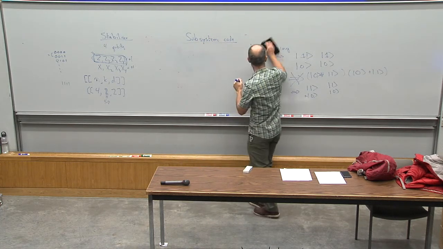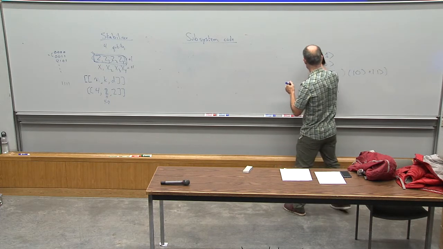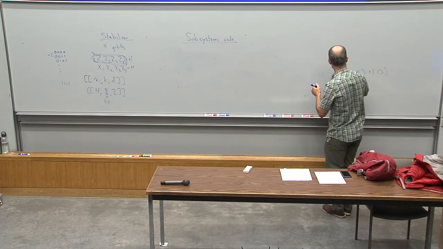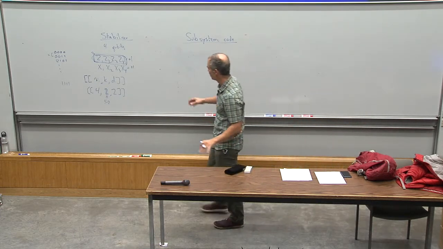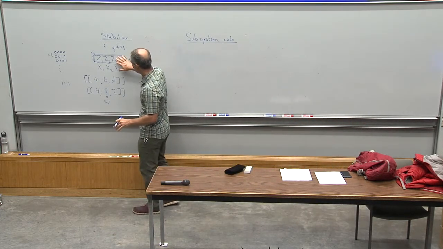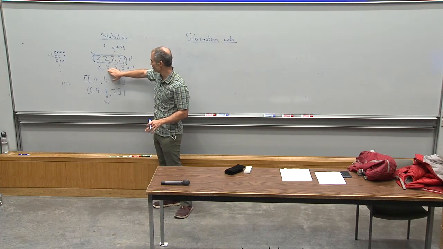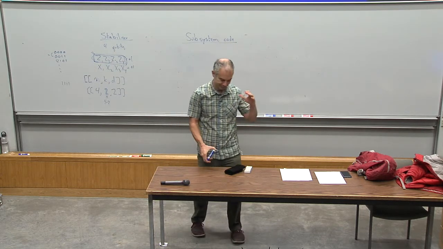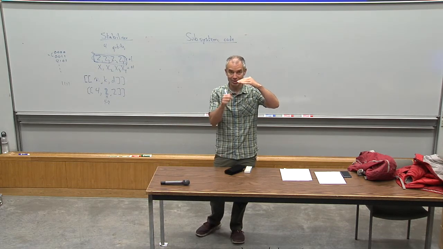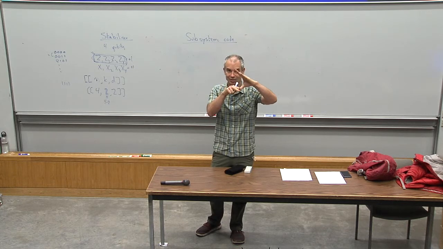The idea behind that is, so before I say what a subsystem code is, I have to mention one very important property of the stabilizer code. These two checks, measuring this one doesn't disturb this one. Measuring this one doesn't disturb this one. So if you have a single photon of light, and you measure its horizontal vertical direction, that will destroy any information about it being in this thing at some angle to it.